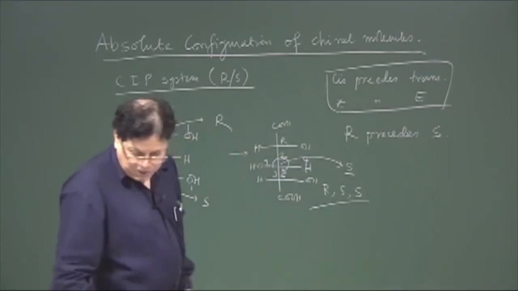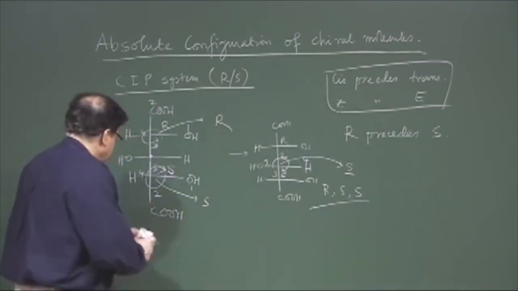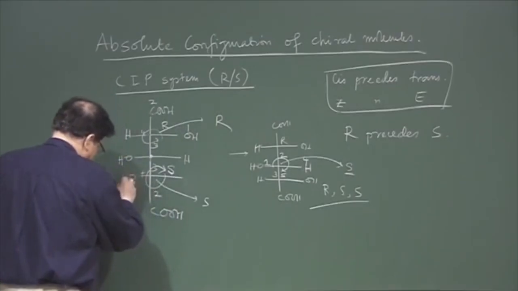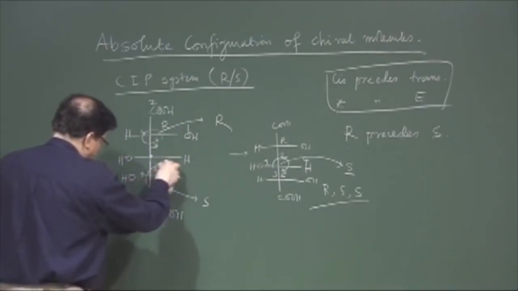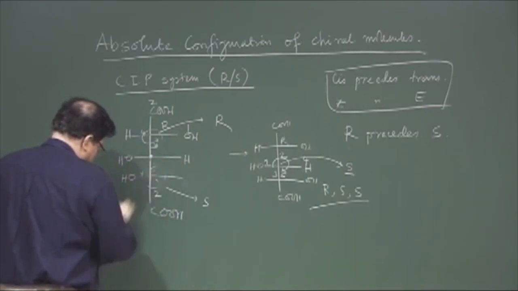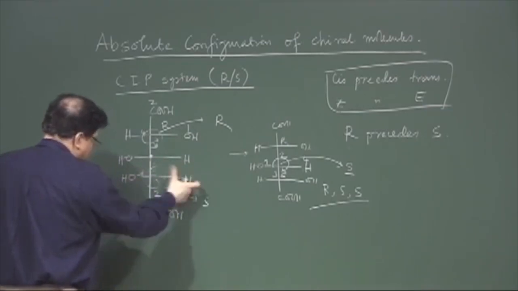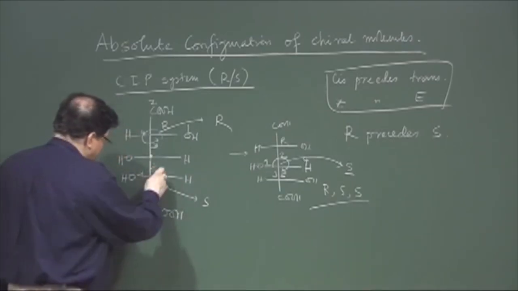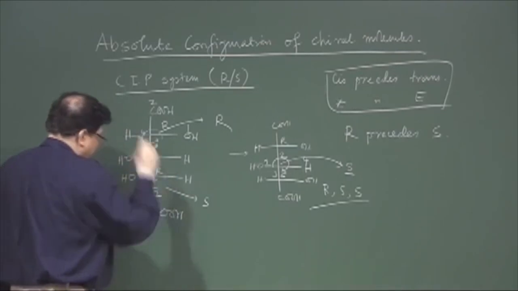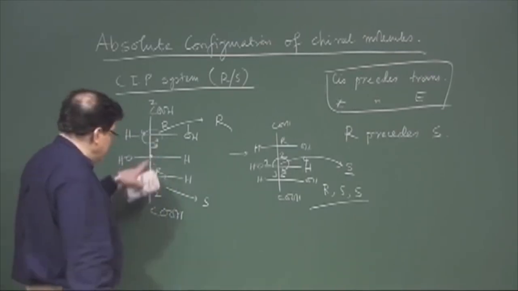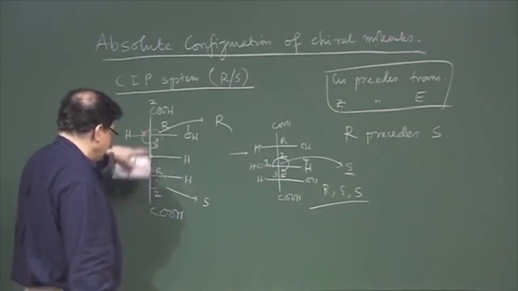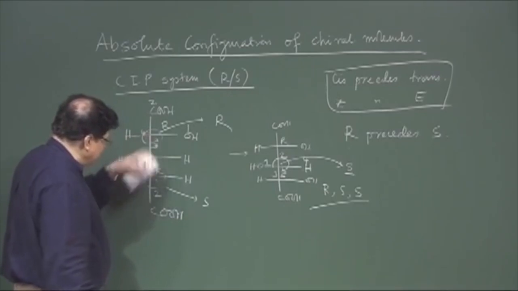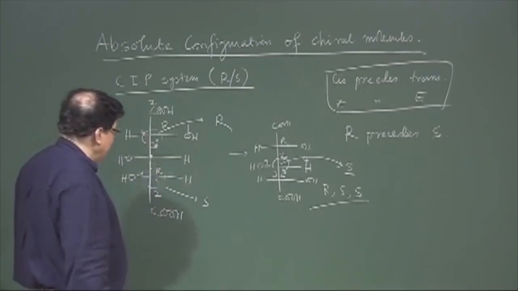Interestingly, if you change this group to this side, so what will happen now? This will also become R, because you have remembered in Fischer projection, if you interchange the position of two groups, then the configuration gets inverted. So, this becomes also R. So, now this loses its stereogenicity. It is no longer stereogenic because this is attached to the same chiral center with the same configuration. Okay. So, you have to be careful.